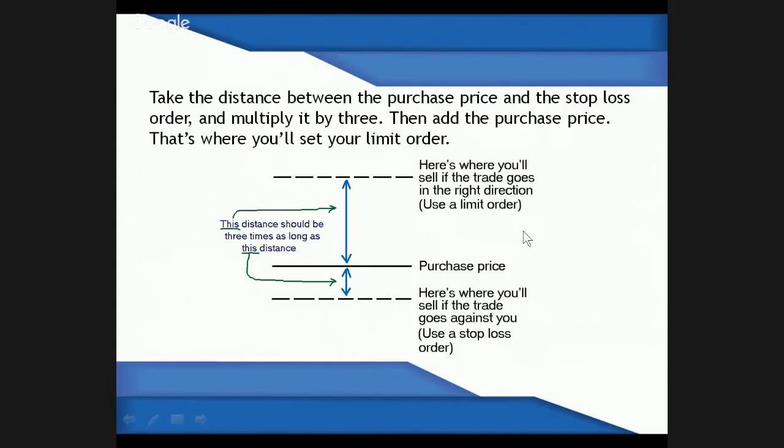So you take the distance between the purchase price and the stop loss order. I'm sorry, the purchase price is here and the stop loss order is here. You take that distance and you multiply it by 3. And then you add the purchase price. That's where you'll set your limit order up here.